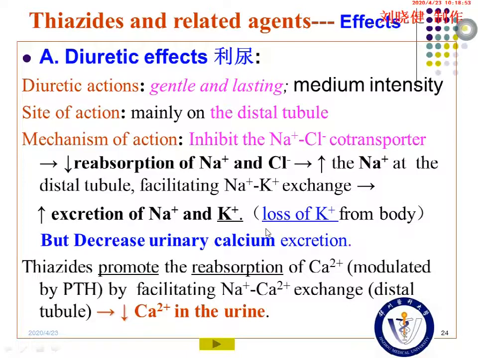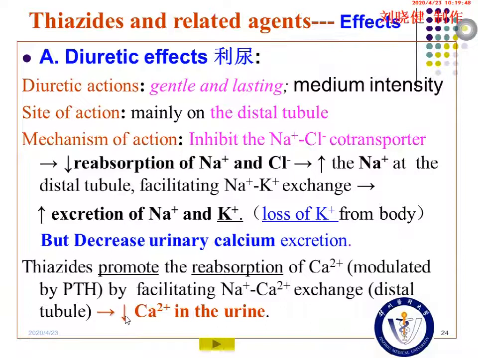But they also act on calcium excretion. It has a different result from loop diuretics because thiazides can decrease urinary calcium excretion. The mechanism is this: thiazide promotes the reabsorption of calcium by facilitating sodium-calcium exchange at the distal tubule. This process is modulated by PTH, parathyroid hormone. Thiazide promotes this reabsorption of calcium ions, so these drugs can decrease the concentration of calcium in the urine.